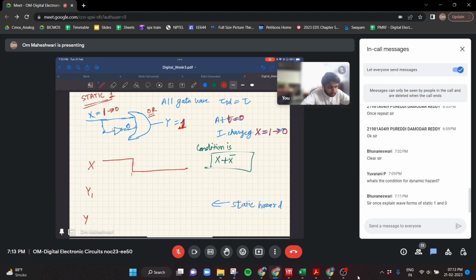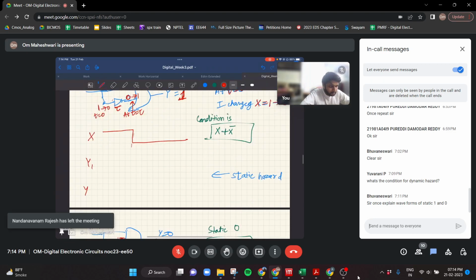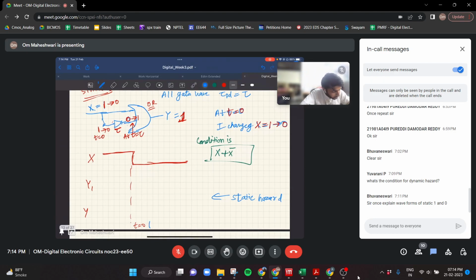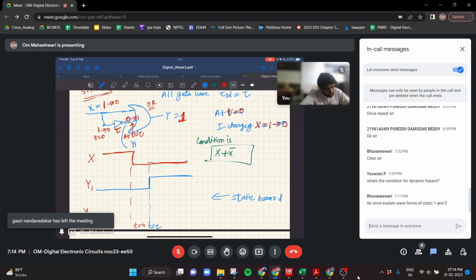So it was 1 here also. It will change to 0 at t equal to 0. But this gate has a propagation delay of tau. So at t equal to tau, this 0 will go to 1, right? At t equal to tau. So let me draw this. At t equal to 0, we had this. X was going from 1 to 0. So this is t equal to tau. Y1 will go from 0 to 1. This node is Y1.